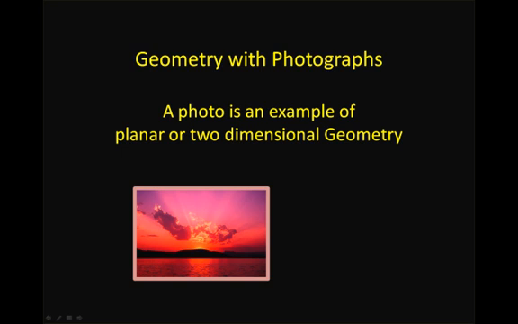A photo is an example of planar or two-dimensional geometry. And when we look at a rectangle, it is flat. So if it's drawn on a piece of paper or captured on your computer screen, it's going to be flat. But there are two directions that represent the two dimensions. One direction is horizontal, and the other direction is vertical. So there we have our two dimensions.